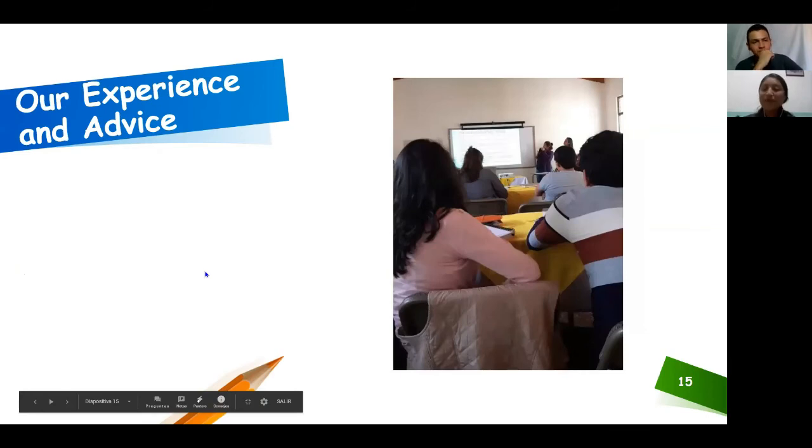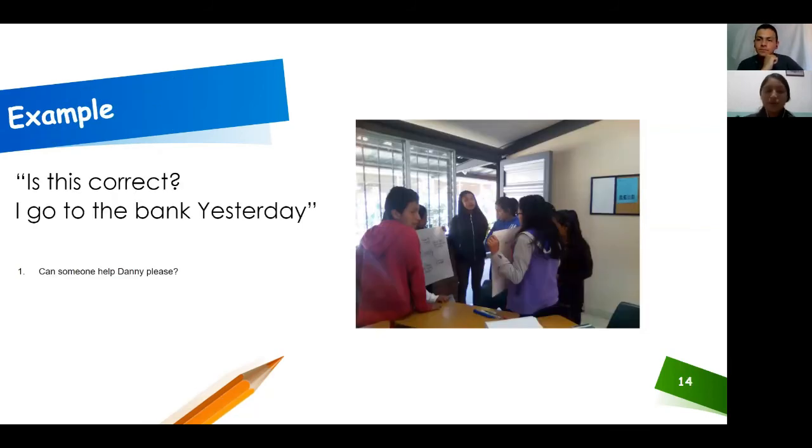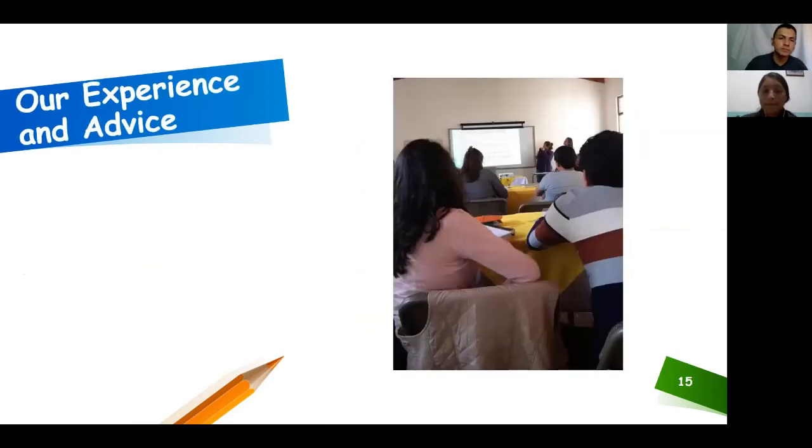So those were our examples where error correction techniques were applied. As I said, we have teacher correction and student corrections, right? So we can have these two techniques in order to correct our students when necessary. Okay.